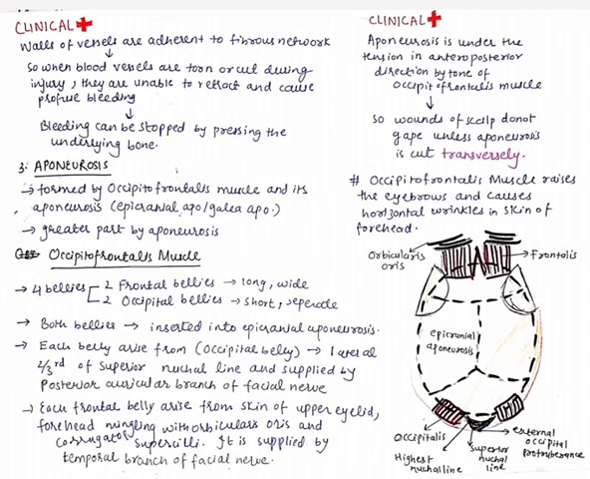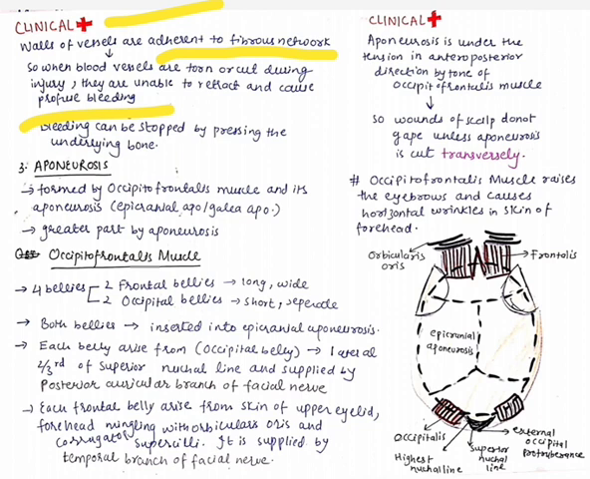Now let us discuss the clinicals of the superficial fascia. When the walls of the vessels are adherent to the fibrous network, and these blood vessels are torn during an injury, they are unable to retract and cause profuse bleeding. So bleeding can be stopped by pressure, by pressing the underlying bone.